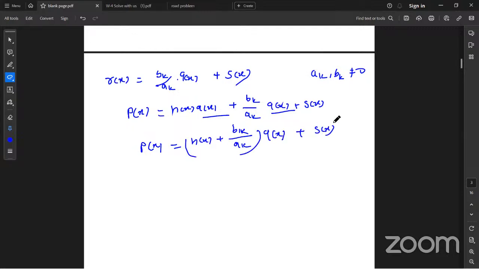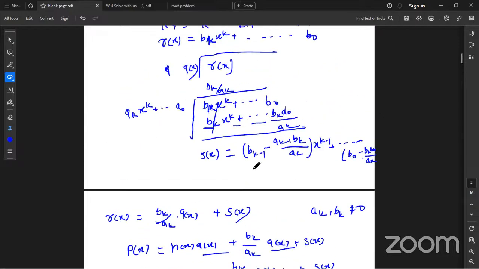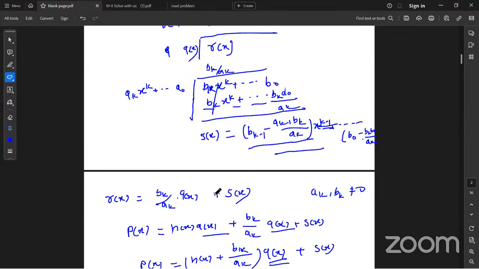But here we are already seeing that this Sx has degree less than this qx, right? Because I am performing this kind of division. Here, if this term is not equal to 0, then the degree will be k minus 1. And if it is 0, then the degree of this Sx will be less than k minus 1. So in any case, the degree of Sx will not exceed the degree of qx, right?